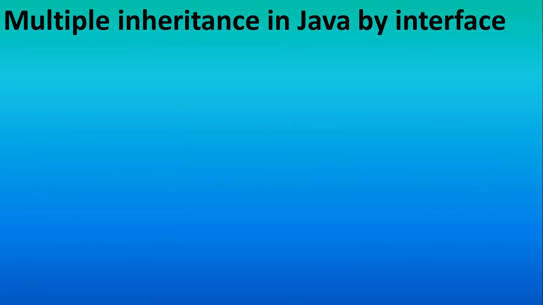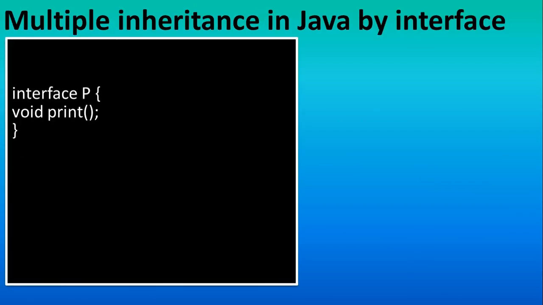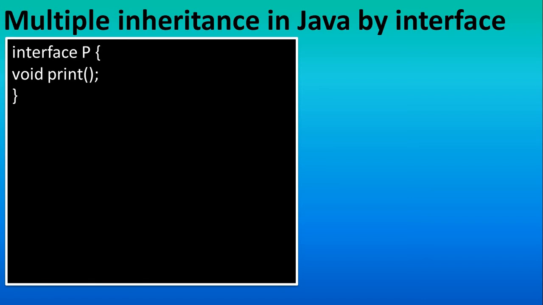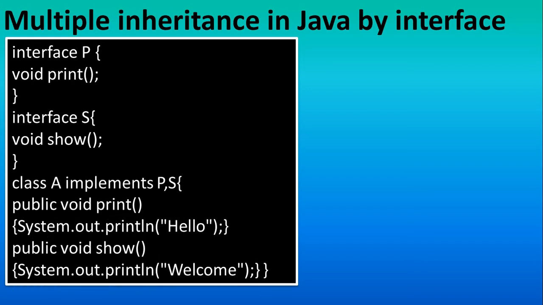Now we will see multiple inheritance in Java by interface. This example is very important. Suppose you have one interface with the print method, and a second interface with the show method. Then how can you use multiple inheritance? You have to take one class which implements both P and S, because on this side we have a class and on this side we have interfaces. So simply you use the implements keyword. Then you have to override the methods, that is the print and show methods.